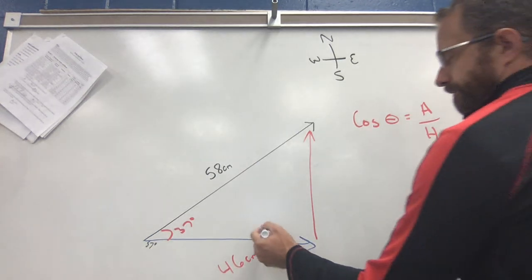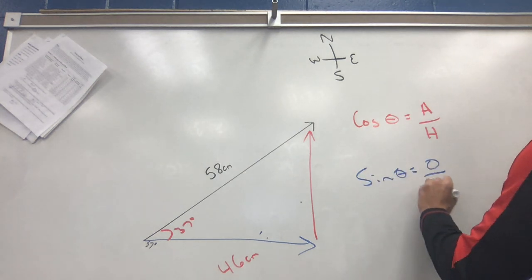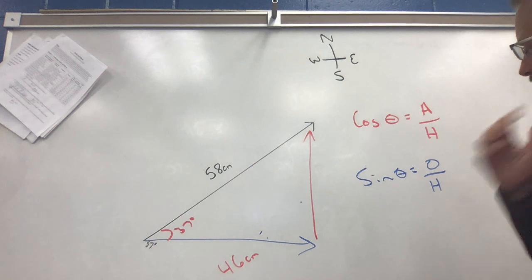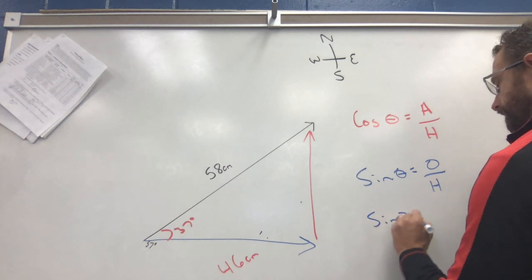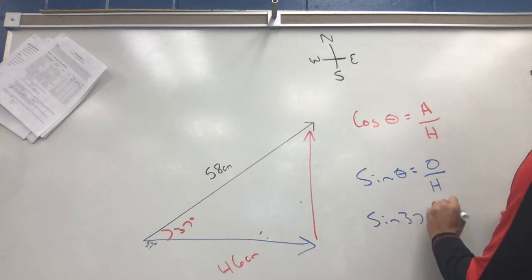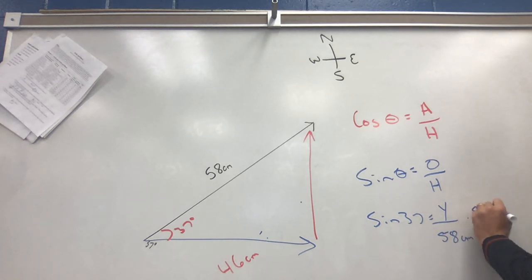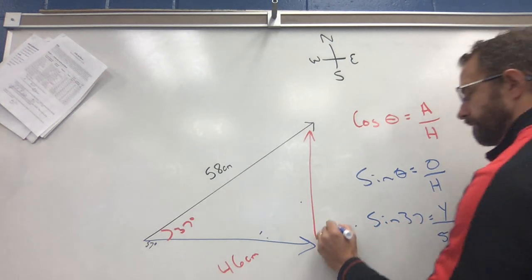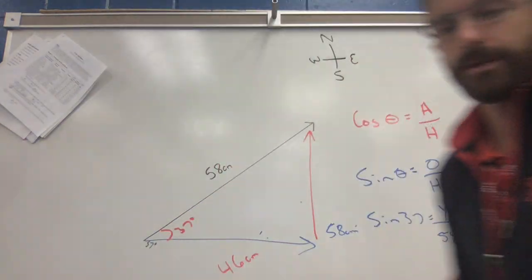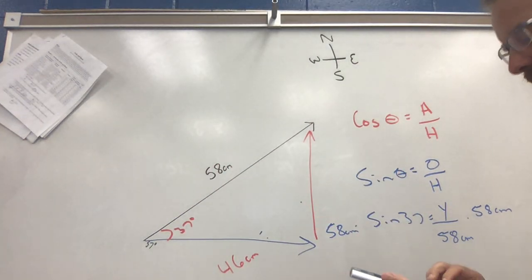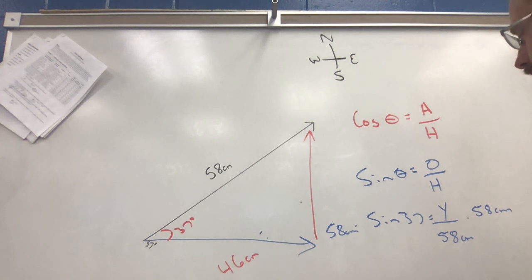Now my sine, I'm flip-flopping my colors here. So sine of theta, sine is opposite over hypotenuse. SOHCAHTOA, right? So sine is opposite over hypotenuse. Again, I'm just going to plug in. So sine of 37 equals my Y value over 58 centimeters. I'm going to do the same thing, multiply both sides by 58 centimeters. I'm doing this with centimeters because it's not scaled or anything, but you can do it with anything that's a vector. We'll do this with speeds, you could do it with an acceleration, with forces, whatever.